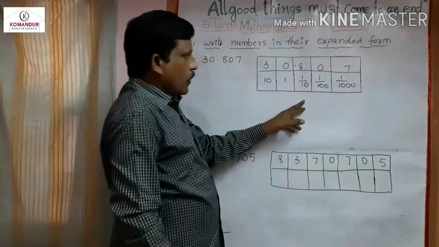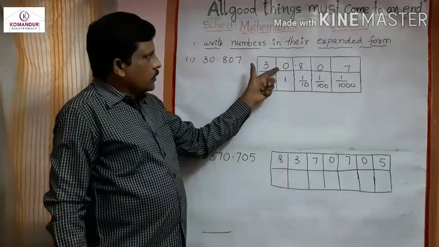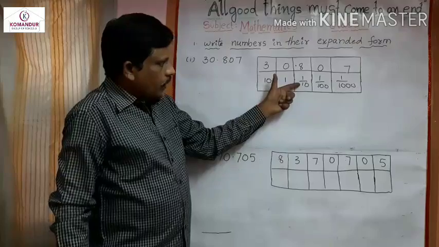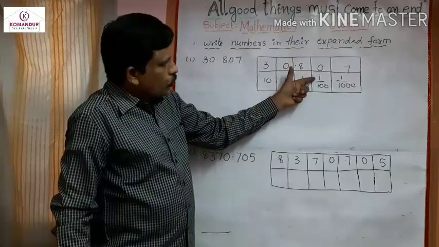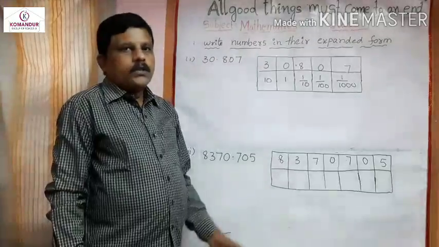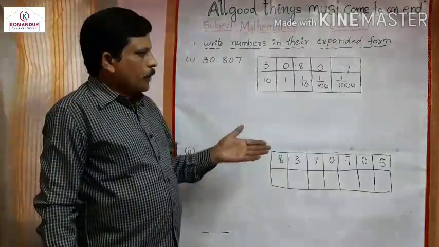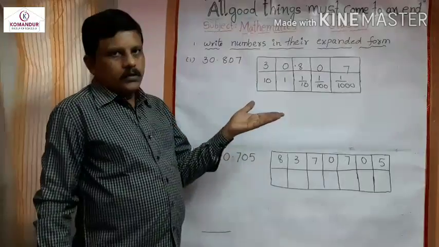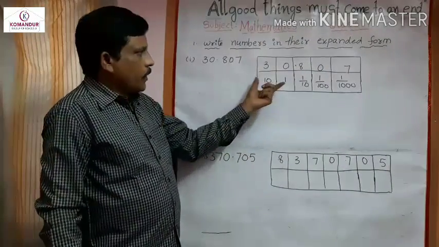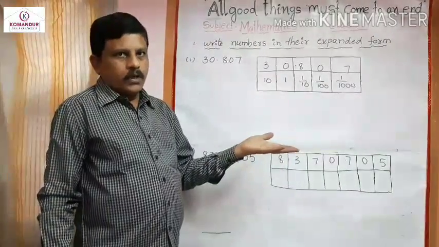Now we can easily multiply. So 3 into 10 plus 0 into 1 plus 8 into 1 by 10 plus 0 into 1 by 100 plus 7 into 1 by 1000. Without the table also we can write it as we wish, if you know it properly. But the table method is easy, so that's why I prepared the table. Whatever method you follow.